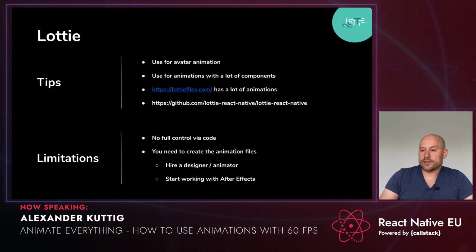We can say, okay, please play from frame 60 to frame 120, but we can't say, okay, this part of the animation is too large, please make it smaller. That has to be done in After Effects. So one of the limitations is you have no full control via code. The other limitation would be you need to create the animation files either by hiring a designer or animator, or do it yourself with After Effects.